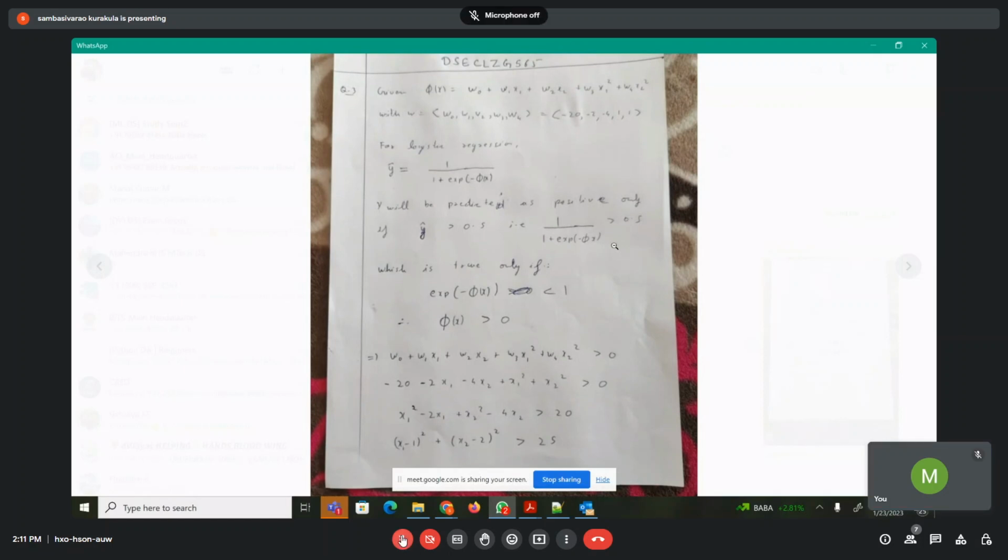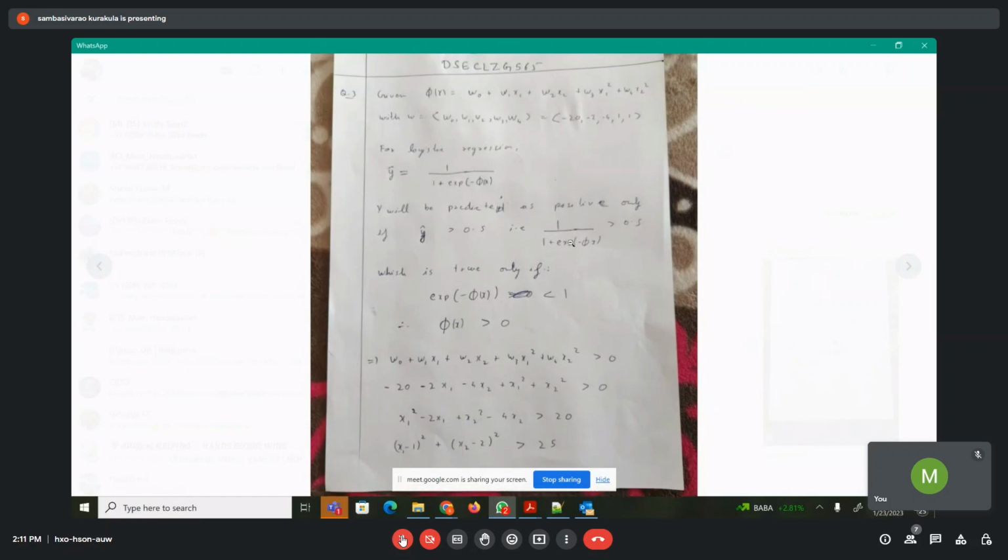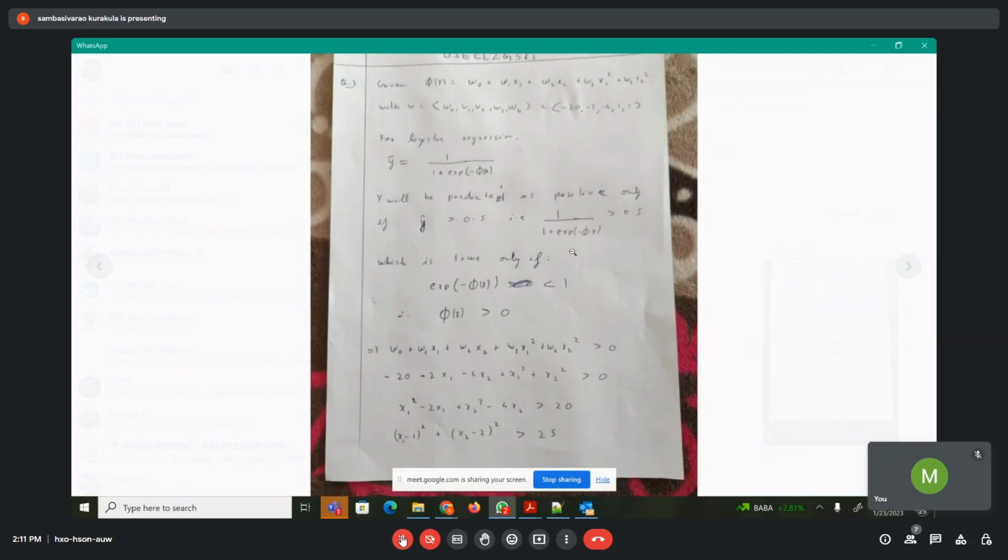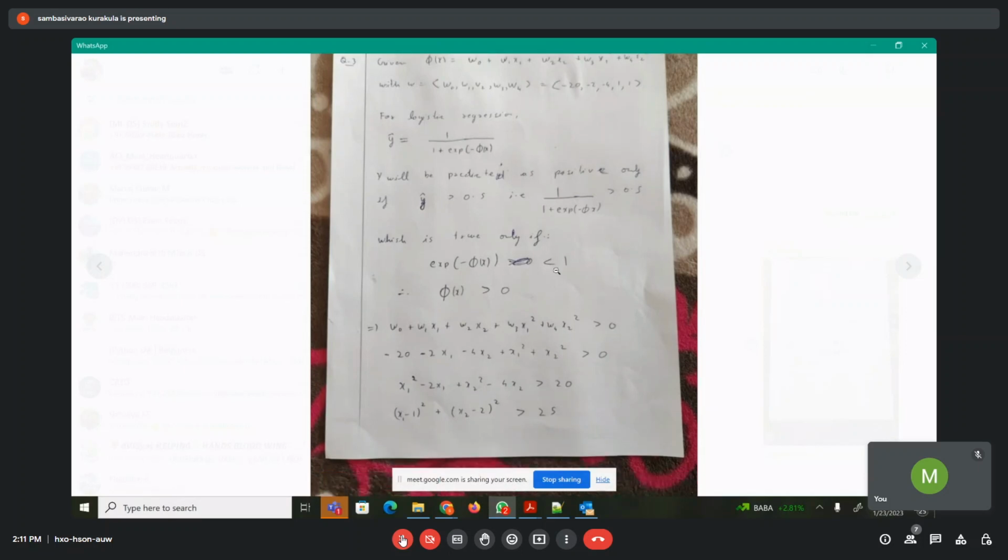How does this exponent of theta x being less than 1 line get derived? How that line works is, you try to substitute some values. Let's say the entire expression exponent of minus theta x gives you the value of 3. Then 1 by 1 plus 3 is how much? 1 by 4 is 0.25. So likewise, if you keep on substituting any value greater than 1, the probability is always less than 0.5.